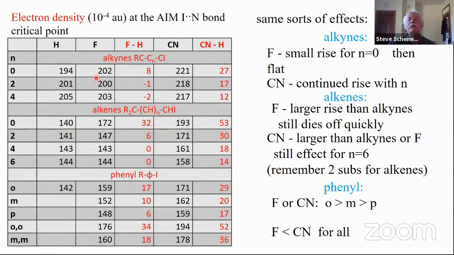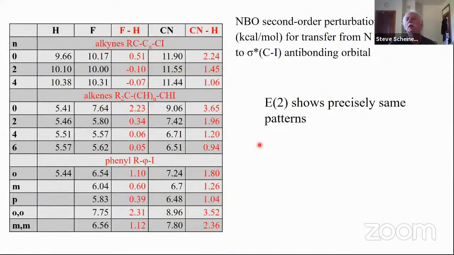When we move to the effect of the F, effects again are about the same. The F's effect is good when it's close, but not when it's further away. It dies off quickly. The cyano group dies off again, but more slowly. So all these trends are very similar to one another. This is the same pattern for the NBO.